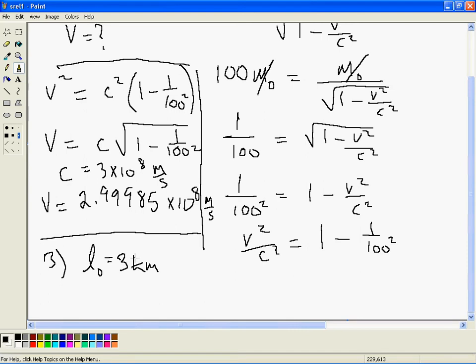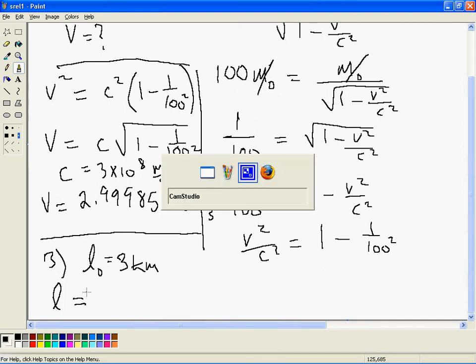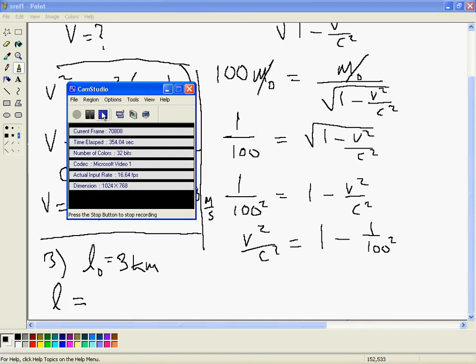Now, how long is this as seen by the electron? Well, that's L. And that's equal to, hold on a sec, I'm going to start this later. We'll come back to this problem.